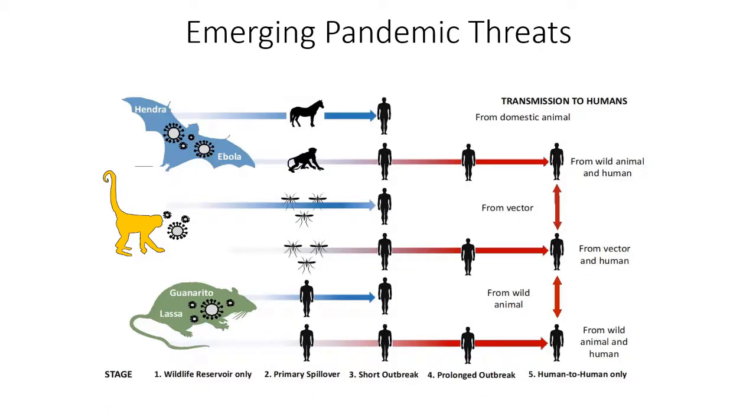Then sometimes there are chains of smaller transmissions, as shown here, where there might be a few chains of human to human transmission. But some viruses are very well adapted. They can start human to human transmission, either because of a vector or just because of contact between humans. So you can develop the theory as much as you want.